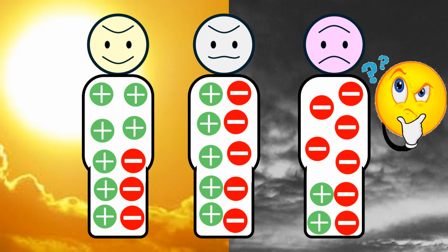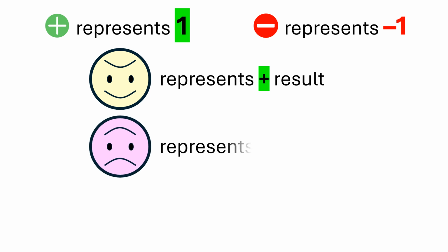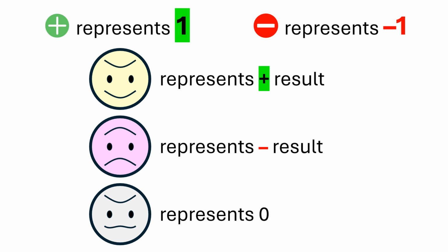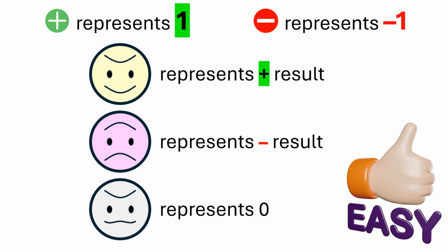Makes sense? So now, we'll let a happy unit represent positive 1, and a sad unit represent negative 1. A happy face means the result is positive, while a sad face means the result is negative. A neutral face means the result is 0. Easy? Let's look at addition.